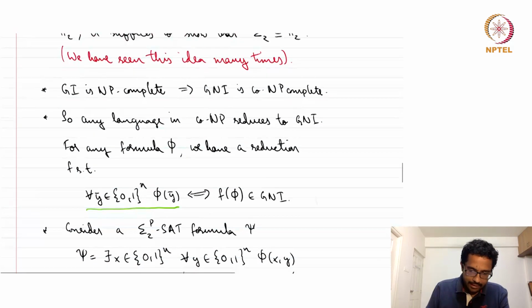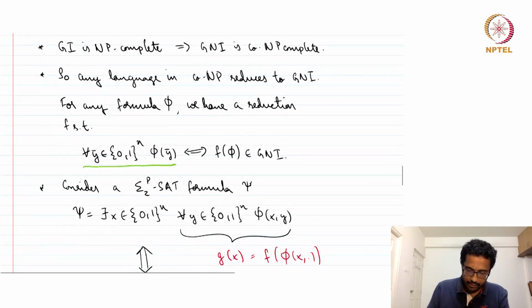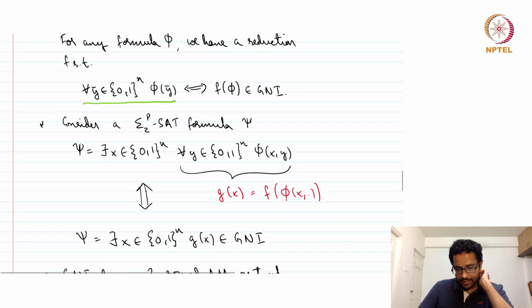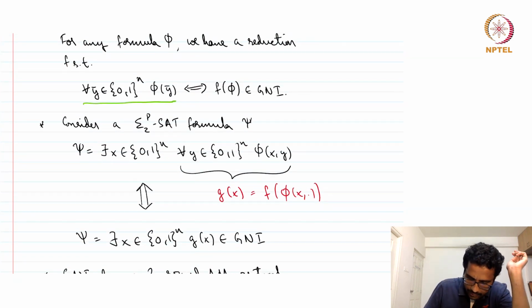So now let us take an arbitrary language in sigma 2p. Let us take a formula psi which is of this form: there exists x such that for all y, phi of x y is true. Right? This is a canonical sigma 2 SAT formula. Now let us look at the second part, for all y, phi of x y. This looks like a tautology instance, for a fixed x. Right? This is a tautology instance.